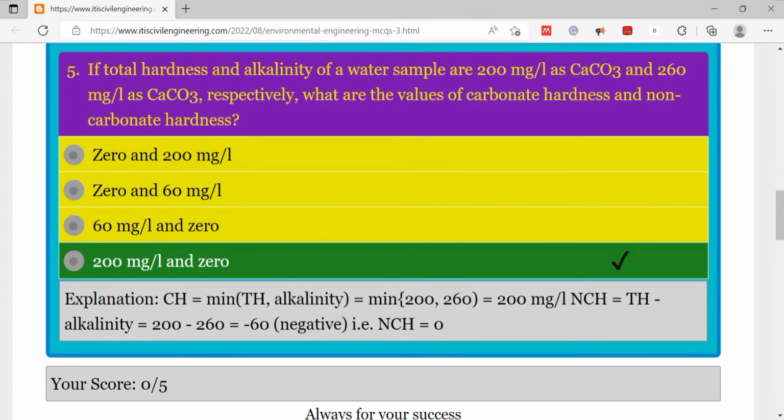Okay, so the carbonate hardness is minimum of total hardness and alkalinity, so we took the minimum, which is 200 mg per liter, and to find the non-carbonate hardness, it will be total hardness minus alkalinity, that is 200 minus 260, which is minus 60. As it is negative, we'll take the non-carbonate hardness as 0. So our correct answer will be 200 mg per liter and 0.